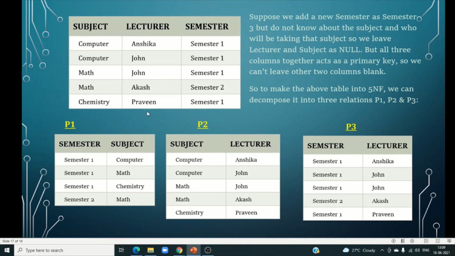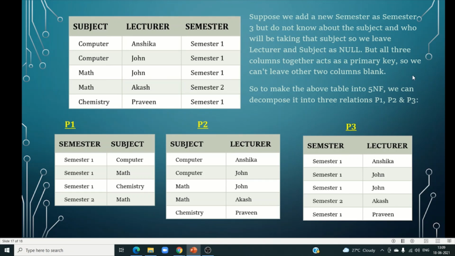What is the condition for the primary key? It must not be left empty. Here we are only inserting the data for semester 3. So, to make these tables into fifth normal form, we can decompose the table into smaller tables, as many tables as needed to remove the redundancies.